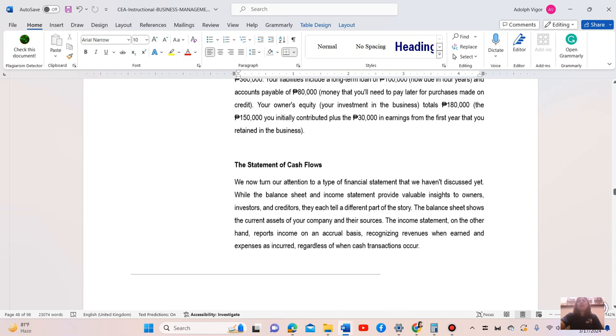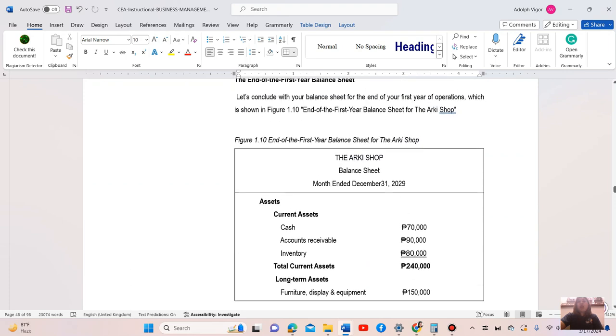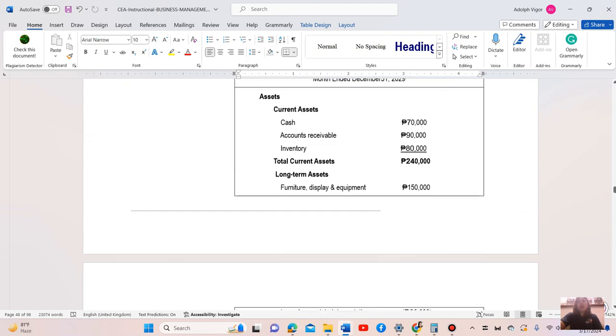Okay, so that's the balance sheet of the Archie model shop, or the Archie shop.